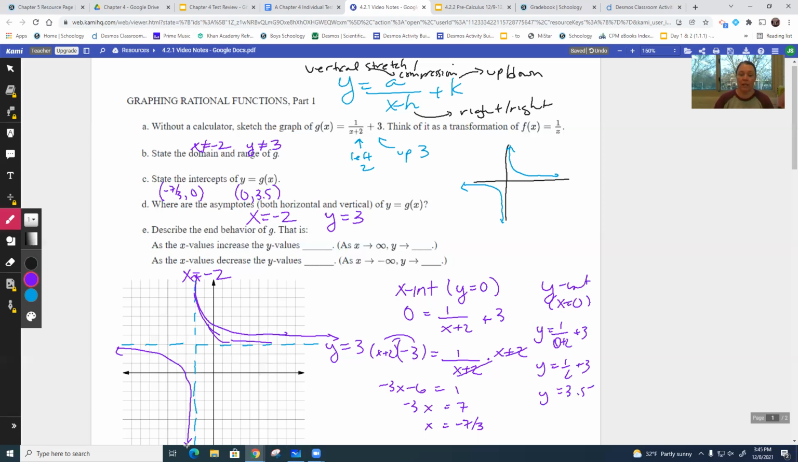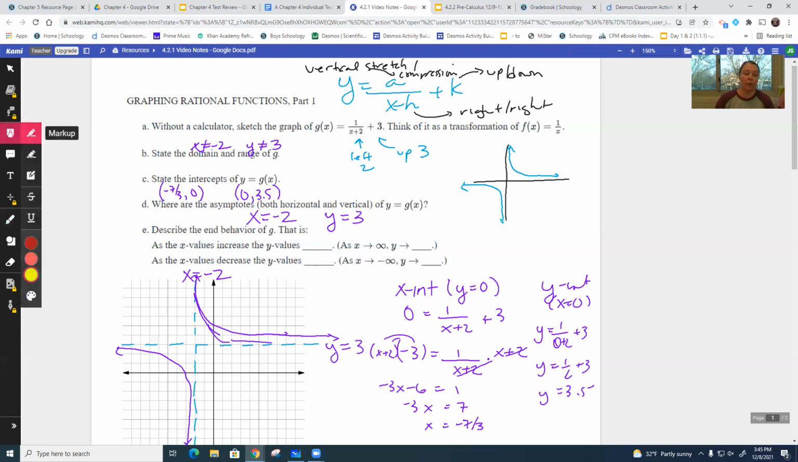And then we also want to describe the end behavior. That is, as the x values increase, what do the y values do? As the x values decrease, what do the y values do? We're going to move towards this shorthand notation, so I have to write out the sentence. As x approaches infinity, that means x increases, gets really, really big, what do the y values do? As x approaches negative infinity, gets really, really small, what do the y values do?